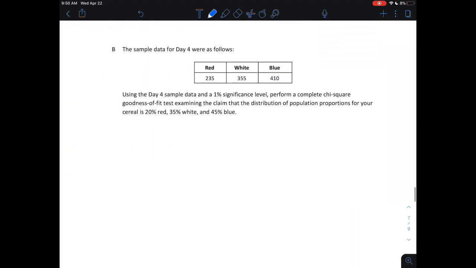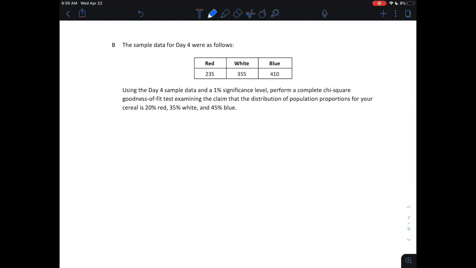So then one more example, part B. Now we're looking at the sample data for day 4. Using the sample day 4 data and a 1% significance level, perform a complete chi-square goodness of fit test examining the claim that the distribution of population proportions for your cereal is 20% red, 35% white, and 45% blue.